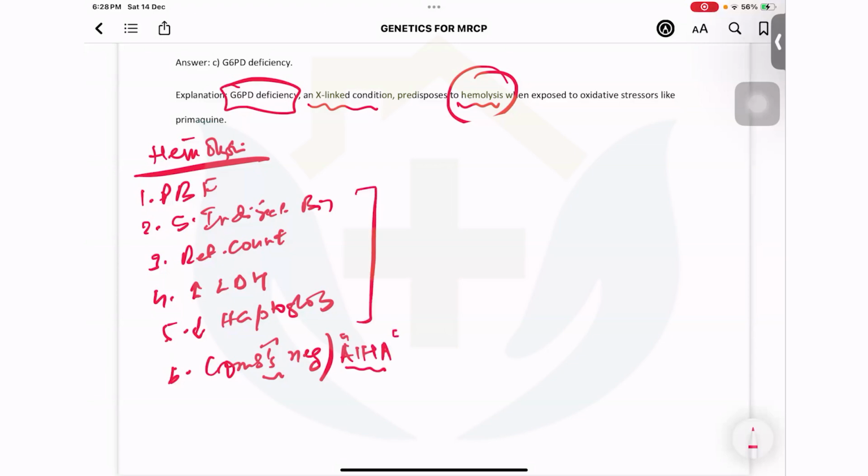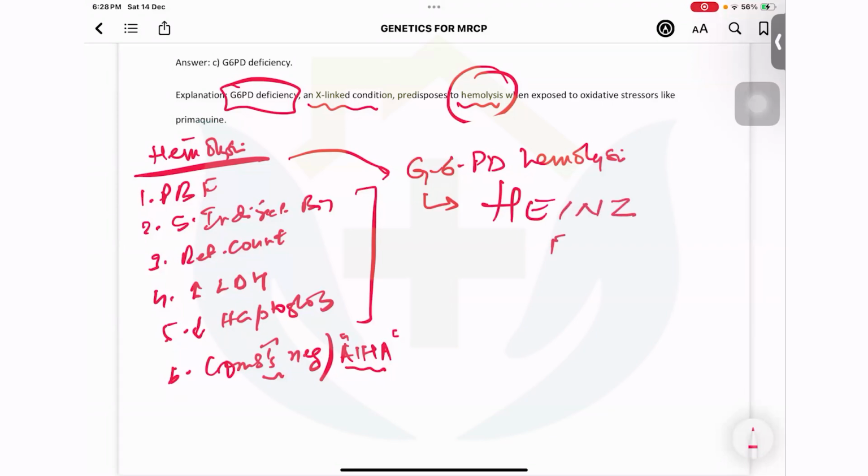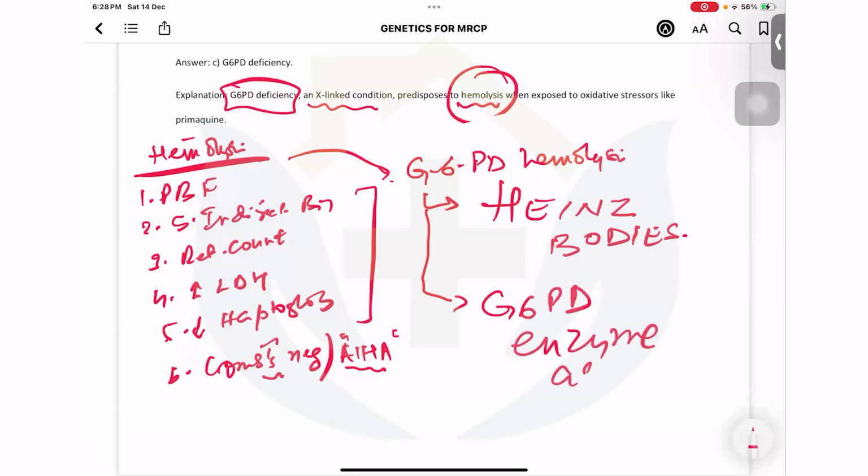Okay. So, anything specific for G6PD hemolysis? They are known as Heinz bodies. And anything else that you can do is the G6PD enzyme level or enzyme assay. All right. Is that clear?